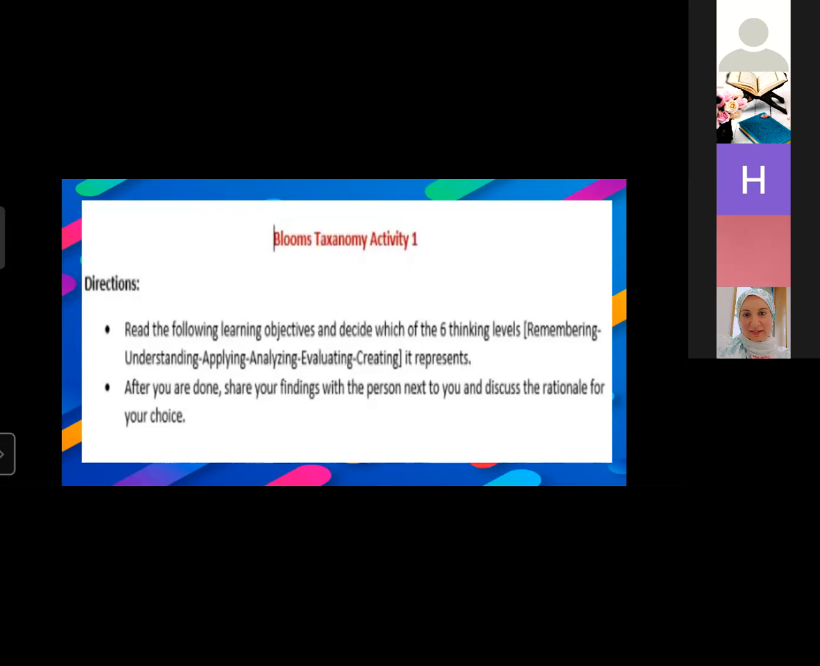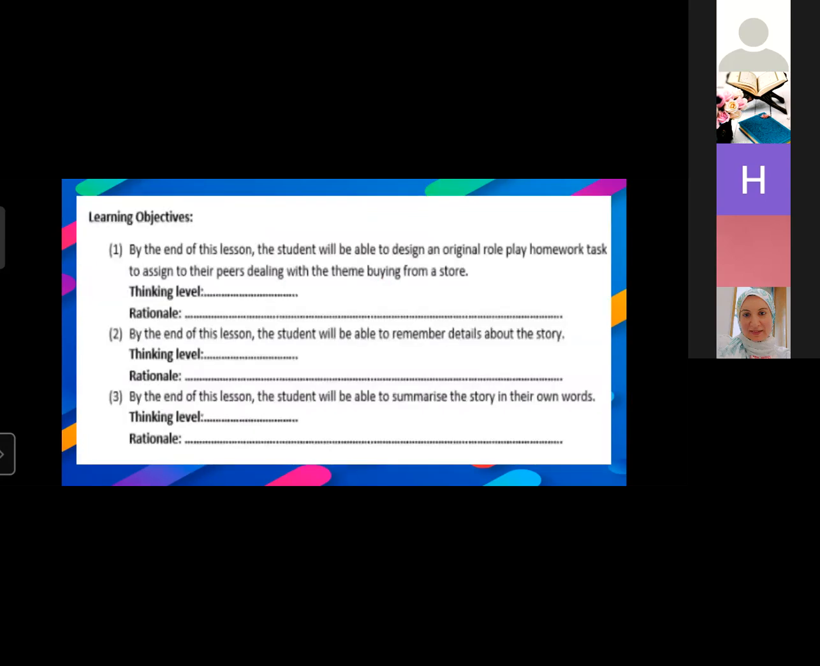And be careful that an objective can be more than one level. An action verb can match more than one level of Bloom's taxonomy. After you are done, we are going to discuss your answers together. I'll give you a minute for each objective to read it silently. After that, we are going to discuss which thinking level it is. Rationale means why. Why do you say it's remembering, understanding, and so on?